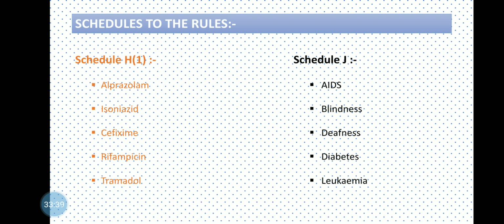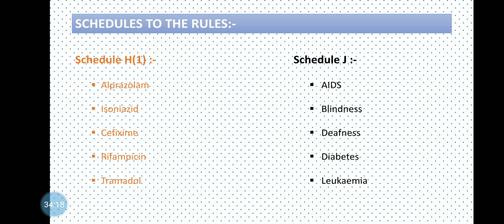Schedule J stands for diseases and ailments which a drug may not claim to prevent or cure. What is given in Schedule J? They have specified a certain list of diseases or disorders. Such diseases or disorders cannot be cured. For example, AIDS, blindness, deafness, diabetes, leukemia, that is blood cancer. You cannot prevent or cure such diseases.